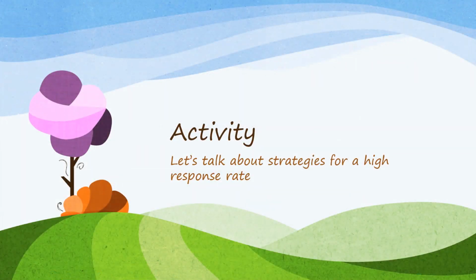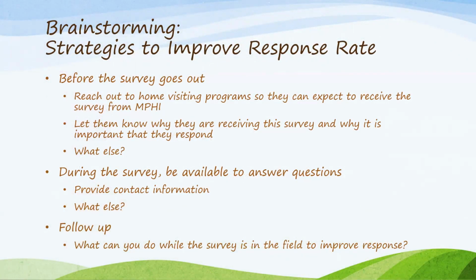Now that we have completed our discussion on steps 4 and 5, let's go over an activity you can use to increase the survey response rate among your home visiting programs. This brainstorming activity will help you think about what you can do to make sure home visiting programs in your community take the survey. A high response rate is important because you want your data to be representative of your whole community. If programs do not take the survey, gaps in information will make it difficult to fully understand the needs of your community. So, what can you do to help ensure programs take the survey?